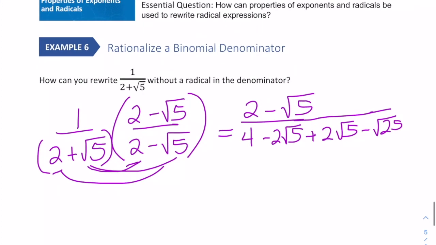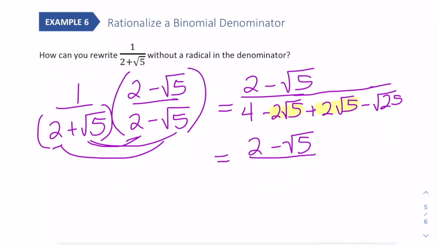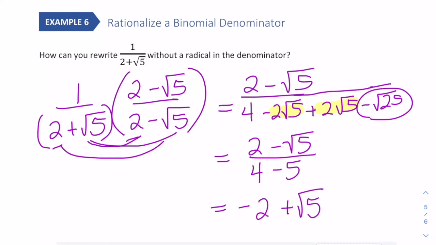So let me just simplify that. So we have 2 minus root 5, negative 2 root 5, 2 root 5, those are going to cancel. We'll get 4 minus 5, which equals negative 1. So this will be negative 2 plus root 5.